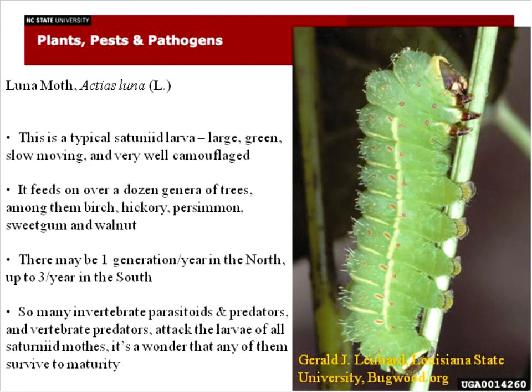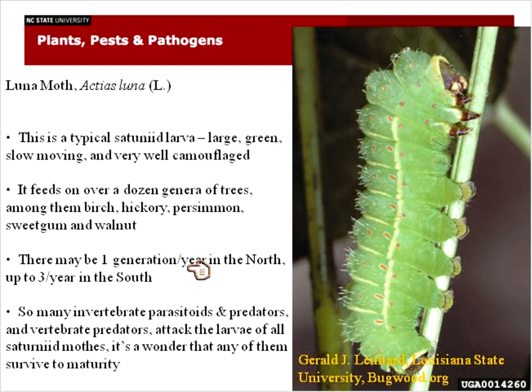The larva of the Luna moth is typical of other Saturniid moths. It's about 3 to 3.5 inches long, large, green, and rather slow moving, and when it's resting upside down on a stem or on a leaf, it's surprisingly well camouflaged in foliage despite its size. Over a dozen genera of trees have been reported as host plants for the Luna moth. Some of the more popular hosts include birch, hickory, persimmon, sweet gum, and walnut.